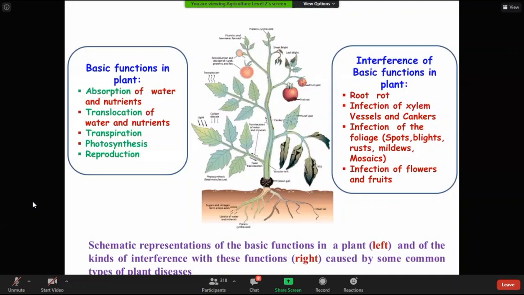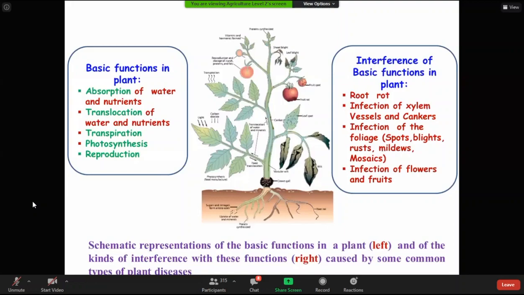What basically happens due to infection by plant pathogens? What are the basic functions in a plant? To survive, a plant needs to absorb water and nutrients, and this absorbed water and nutrients need to be translocated to other parts of the plant. Then excess water needs to be transpired, and the plant requires photosynthesis to manufacture food. Finally, it needs to reproduce, giving flowers, fruits, and so on, what we are expecting.